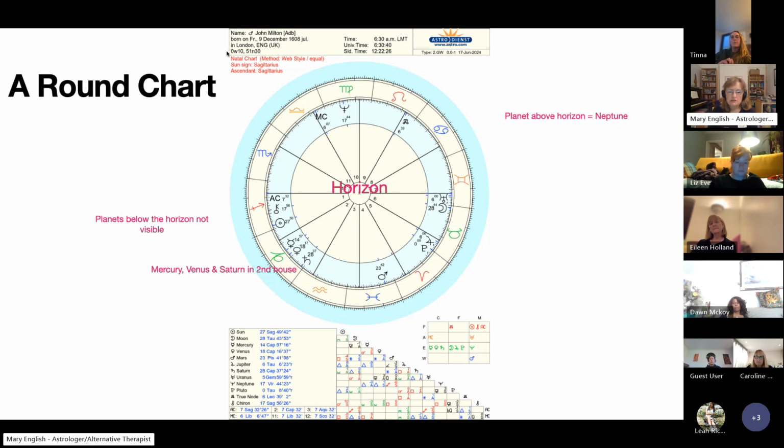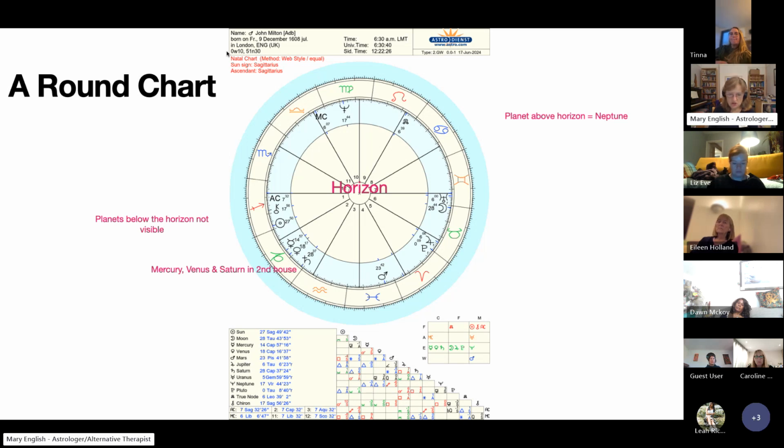So this is a round chart. Planets below the horizon are not visible. If you imagine the circle in the center of the chart is the Earth spinning in space, and the line going across it is the horizon. So obviously anything below the Earth isn't visible to us on the day. You see the sun is below the horizon because this person was born really early in the morning at 6:30 a.m. The planets that are above the horizon for this particular person, there's only one, and that's Neptune in the sign of Virgo in the 10th house.